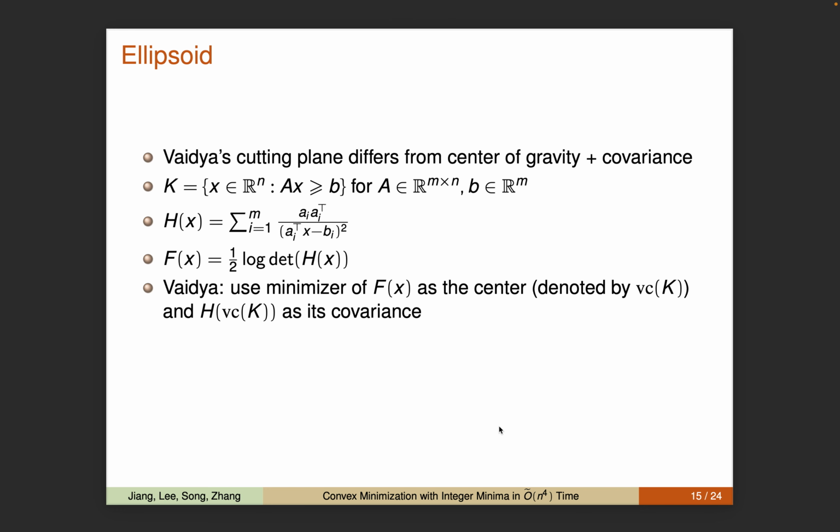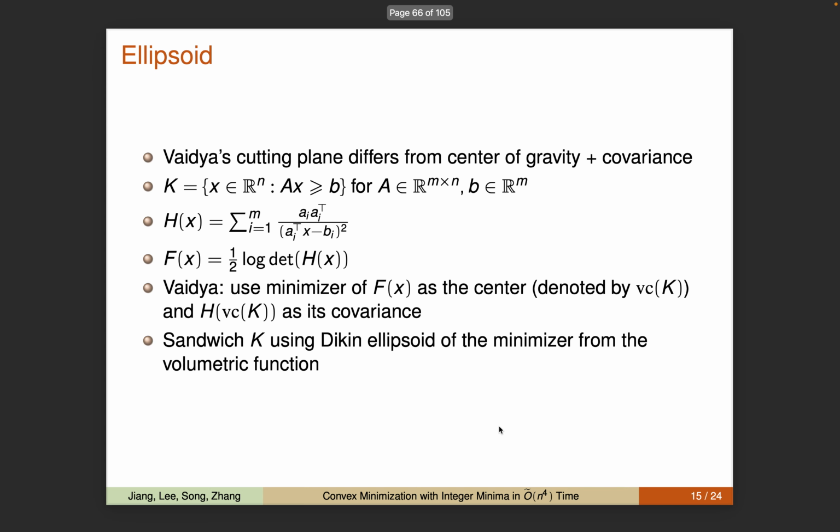And his idea is we can use the minimizer of this function as a center, denoted by the volumetric center VC of K, and we use H applied to this point as its covariance matrix to develop an ellipsoid. So the idea is instead of the standard center of gravity and covariance. This also produces a so-called Dikin ellipsoid, and the Dikin ellipsoid sandwiches the polytope while preserving the minimizer of the volumetric function.